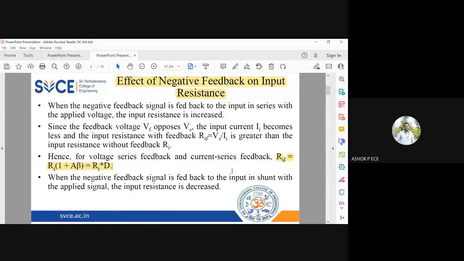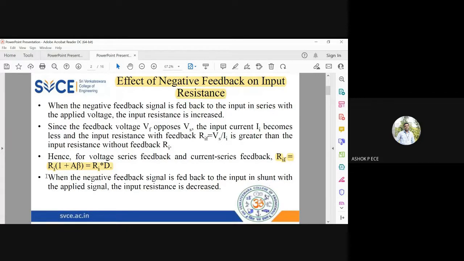When I use series mixing at the input side, whatever I use at the output side, I don't bother. We didn't study current series or voltage series feedback yet, so I'm saying this in general, because that is a separate topic which comes in the second half. Just for understanding these two properties, remember these two points. On the input side, since you have the mixing network, if it is series mixing, then the input impedance will increase because in series all the resistance values get added. So RIF equal to RI into 1 plus A beta, or RI into D.